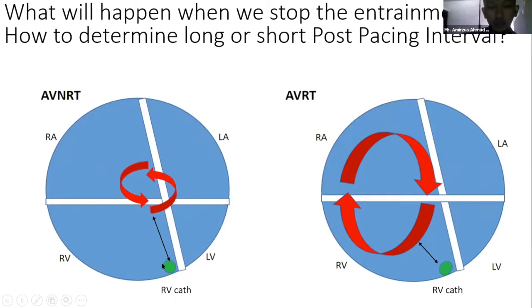Once we stop the resetting, the tachycardia will resume, and then the time from the tachycardia to the RV catheter takes some time. That's why in AVNRT we get a long post-pacing interval compared to a pathway, because in the pathway we need the ventricle involved in the tachycardia. So after resetting, the conduction during the tachycardia will go along to the RV and up to the RA. So the returning pacing signal to the RV is near. That's why the PPI, post-pacing interval, is short in AVRT.